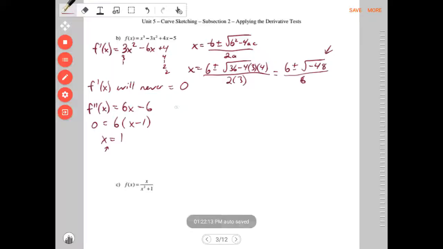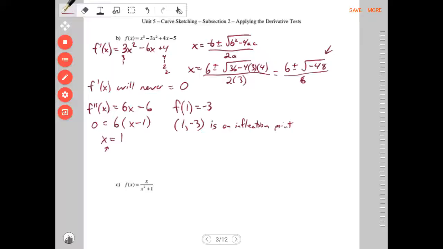So we'll figure out f of 1. What you do is you just grab your calculator out really quick. We can just do this in our head too. 1 cubed is 1, minus 1 squared is 1, so 3 times 1 is 3, so 1 minus 3 is negative 2, plus 4 times 1 is 4, so negative 2 plus 4 is plus 2, minus 5 is negative 3. So we have the point (1, negative 3) is an inflection point. Inflection point, or point of inflection, doesn't matter.